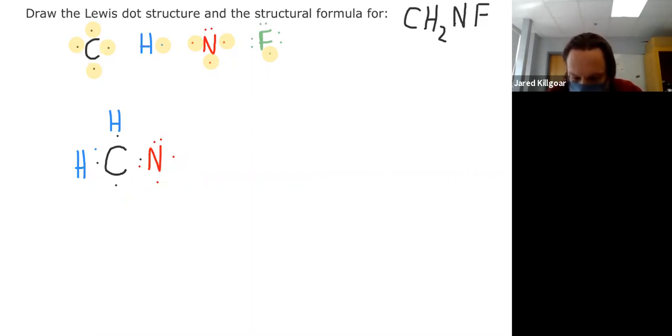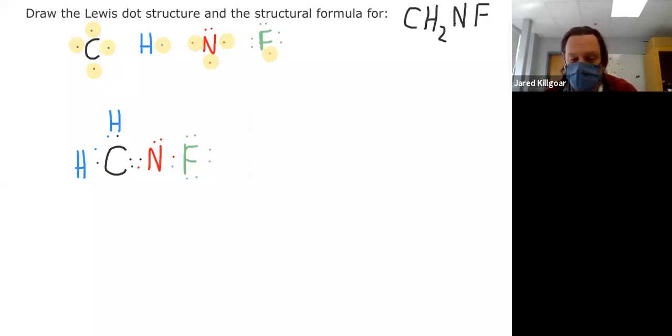I think I forgot a dot there or erased it by accident. So I'm going to put the fluorine over here. 2, 3, 4, 5, 6, 7. And then we have these adjacent atoms, which need to make 1 more bond. So they're going to form your double bond in there between the nitrogen and the carbon. So you're sharing 2 pairs, and your carbon makes 4 bonds, your hydrogens all make 1, your nitrogen makes 3, and your fluorine makes 1.